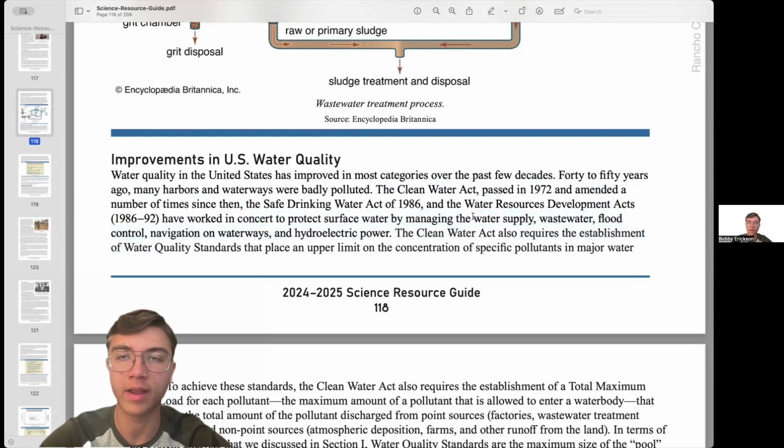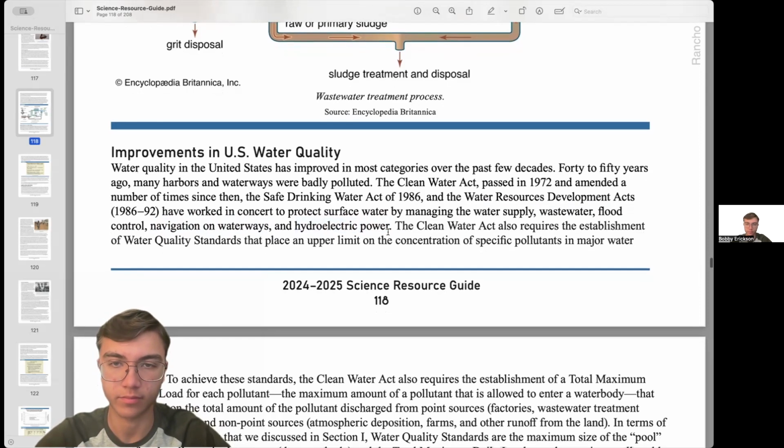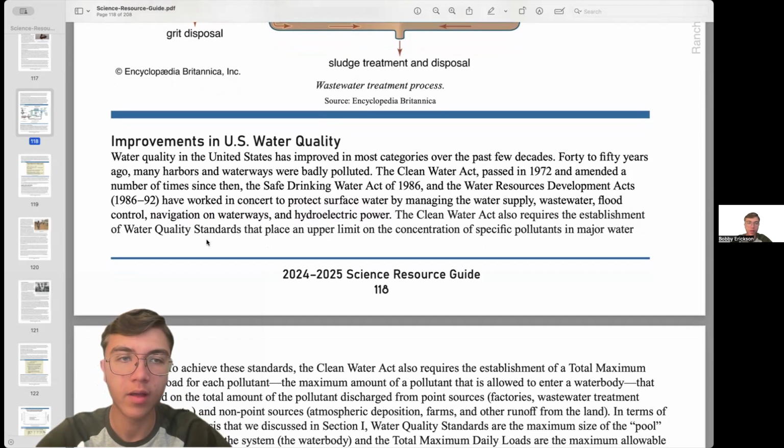So what we're getting our water from, the wastewater we have, flood control overall. So how are we controlling the rainwater that overaccumulates? And then navigation on waterways and hydroelectric power. And so these are all different uses of water.